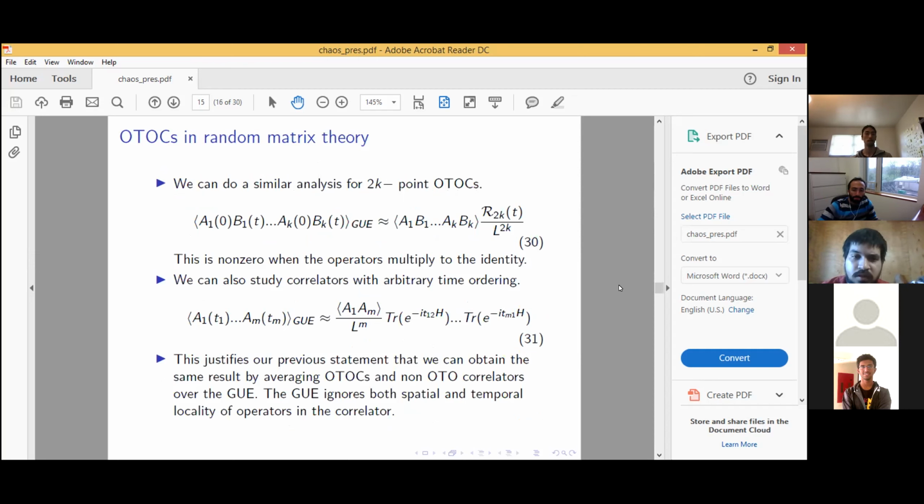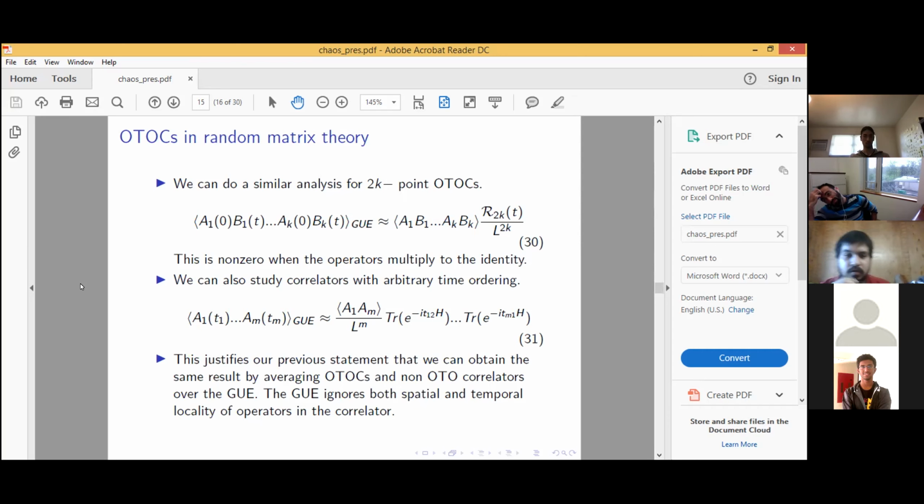So we can do a similar analysis for a 2K-point OTOC, and it turns out that the 2K-point OTOC is given by the 2K-point correlation function at time 0 times R2K divided by L to the 2K. And this would be non-zero when the operators multiply to the identity, and when they don't, it can be shown that these OTOCs go to 0.